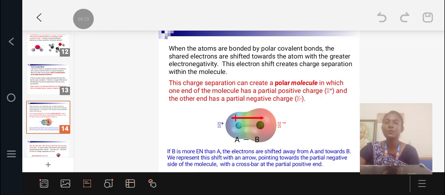If B is more electronegative than A, the electrons are shifted away from A and towards B. We represent this shift with an arrow pointing towards the partial negative side of the molecule with the crossbar at the partial positive end.